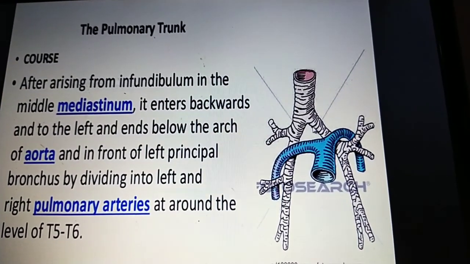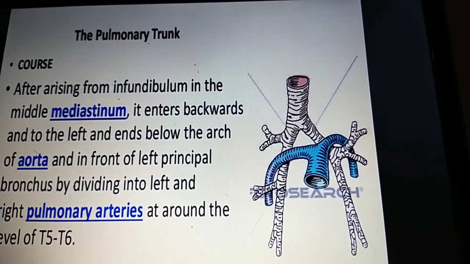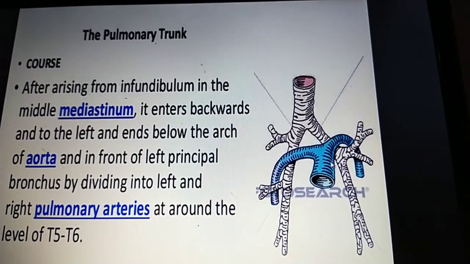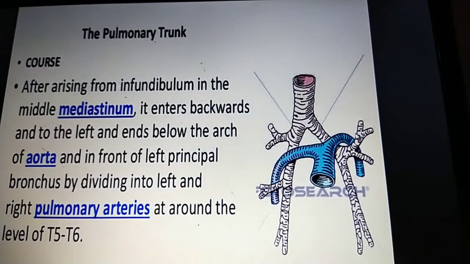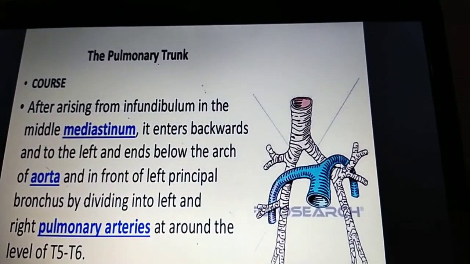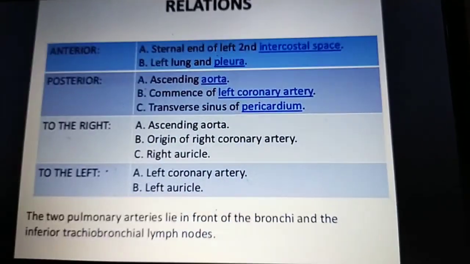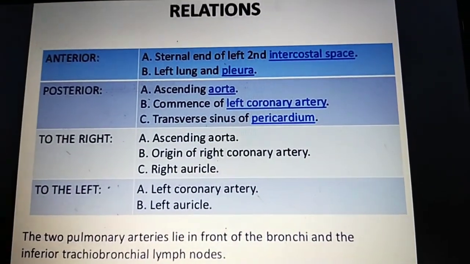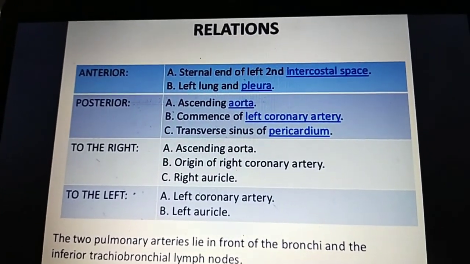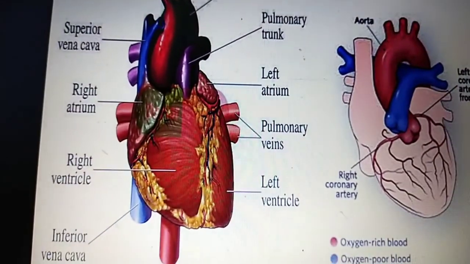Just below that, in front of the left bronchus, the pulmonary trunk is divided into the right and left pulmonary arteries. This is about the course of the pulmonary trunk. Then the relationships, I will explain. You can see here.